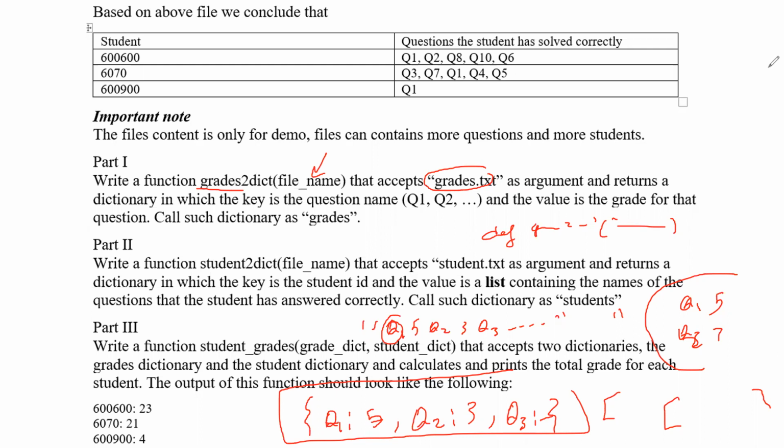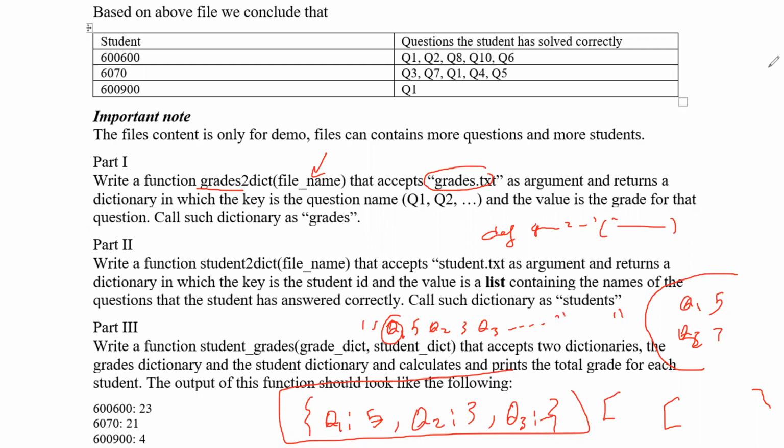What do I want? I need to see code in front of you. You open a file, you read from this file, convert it into a list, then read from this list. For each element, the first element you put as the key, the second element you put as the value, and then you return this. That's the general idea.